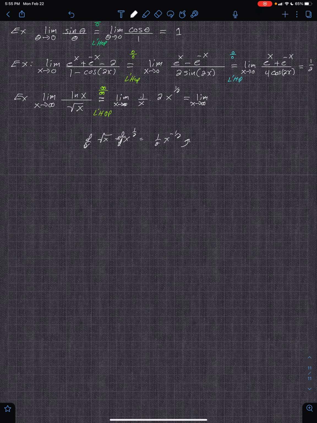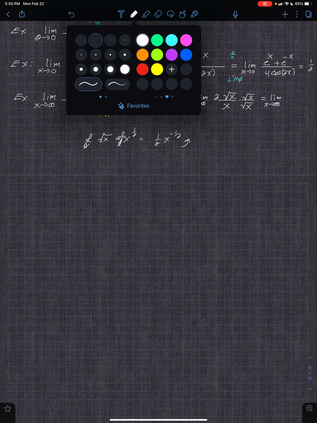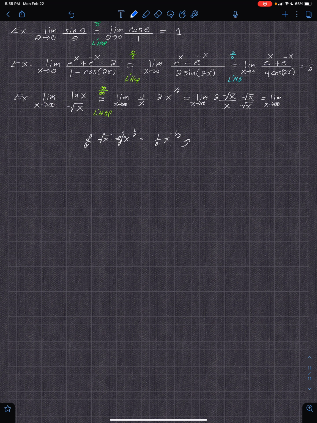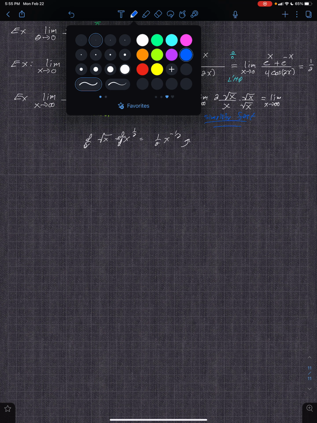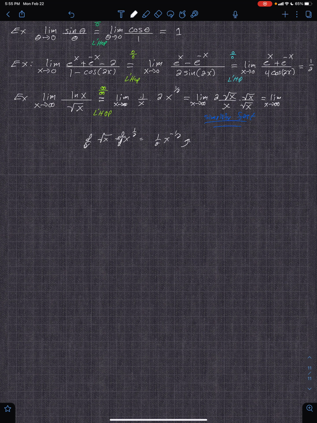So you get 2, which you can just factor out. Then you get root x over x, and you may want to rationalize that. So I'm just simplifying the radical. So simplify first. I'm not taking derivatives or anything yet, or taking the limit. I'm just simplifying. When I do that, I get 2 over root x, and now that approaches 0.